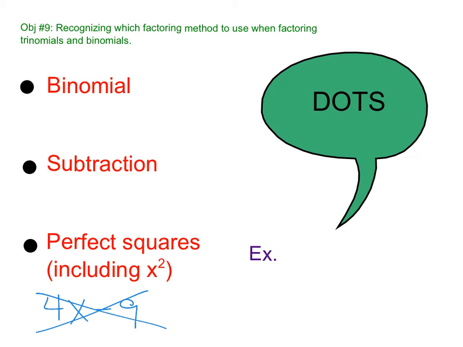I think that's what I put for my actual example. Let's see what I put. Oh, I did 9x squared. So in this case, because it had the x squared, it's a dots problem. Without the x squared, it's not a dots problem.